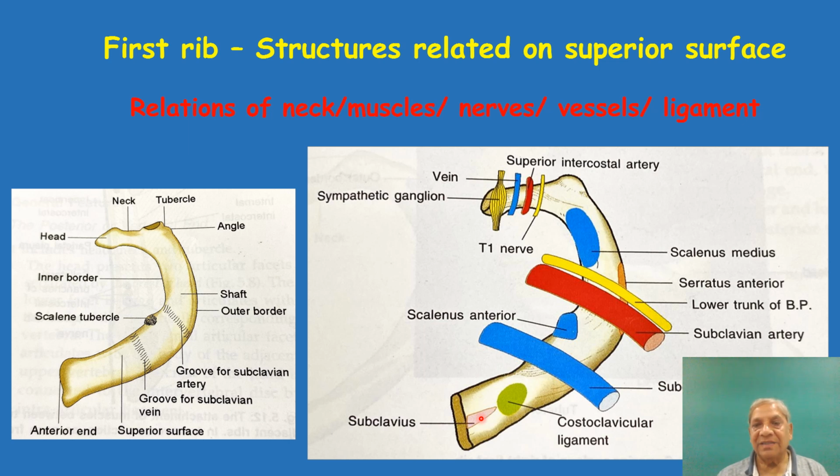Okay, so this is the subclavian groove, and this is the region where so many structures are in relation to the superior surface. The superior surface is rough, okay, and the inferior surface is smooth, which is in relation to the parietal pleura. Okay, it is in relation. I thank you very much for watching this video, which is an important video for the viva on the first rib.